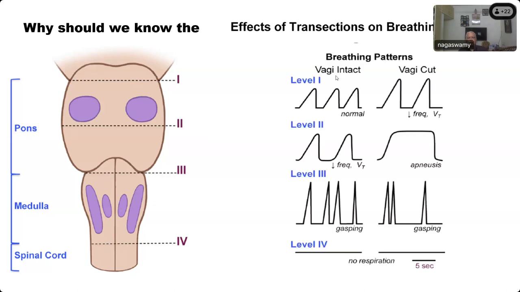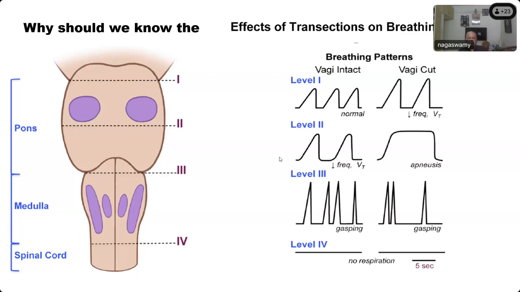At level 1, voluntary control is lost, so the breathing is normal, with a decrease in frequency and tidal volume, if the vagus is intact, if there is no injury to the vagus nerve. This is where there is a transection at the proximal pons level. Both of them depend on the integrity of the vagus nerve. So if the vagus is intact, then the breathing will be normal when there is a transection at level 1. But if the vagus nerve is injured, then there will be bradypnea, decrease in frequency, but the tidal volume will be slightly increased because of the bradypnea.